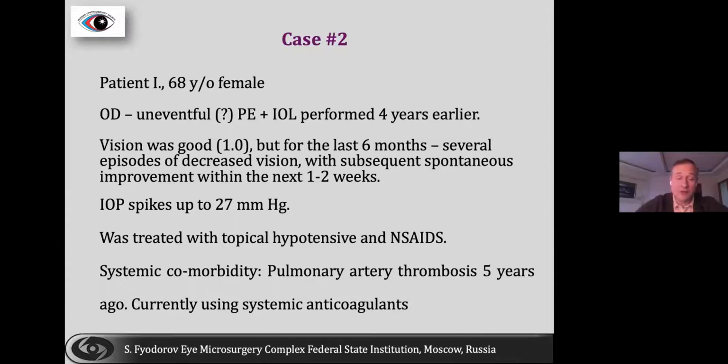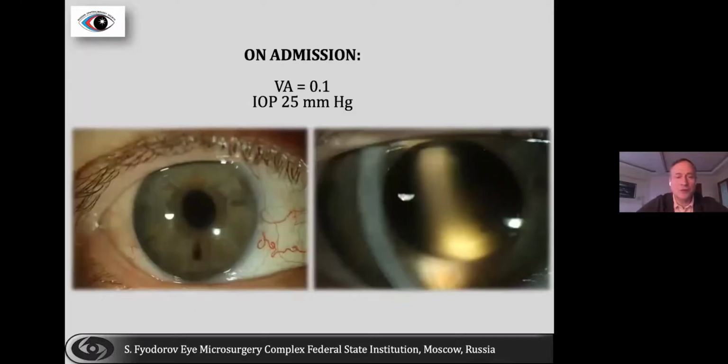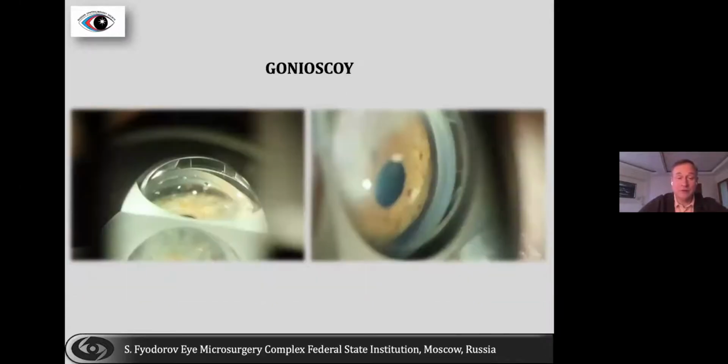The patient is on systemic anticoagulants because of pulmonary artery thrombosis several years ago. So this is how the eye looks at one of the episodes of the blurry vision. You see here a drop of blood, and there is intensive red blood cell accumulation in the anterior chamber, presenting this significant Tyndall effect with decrease of vision and increase of IOP because of the trabecular meshwork clogging with the red blood cells.